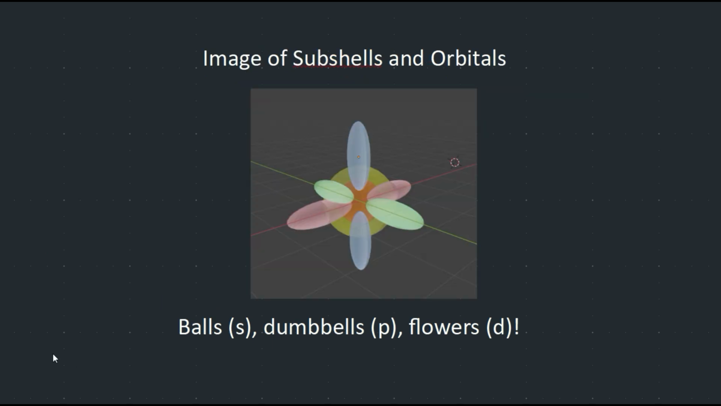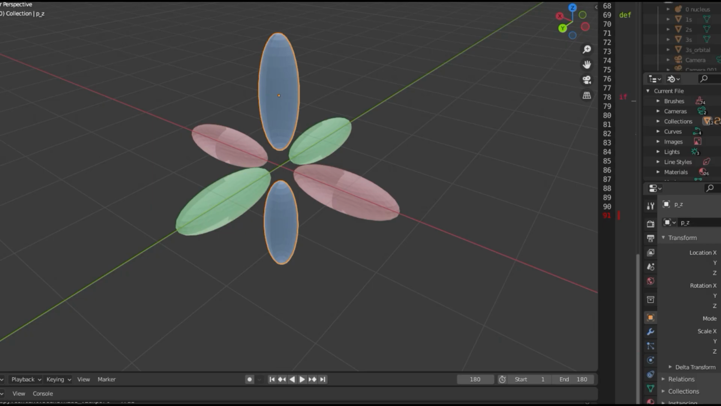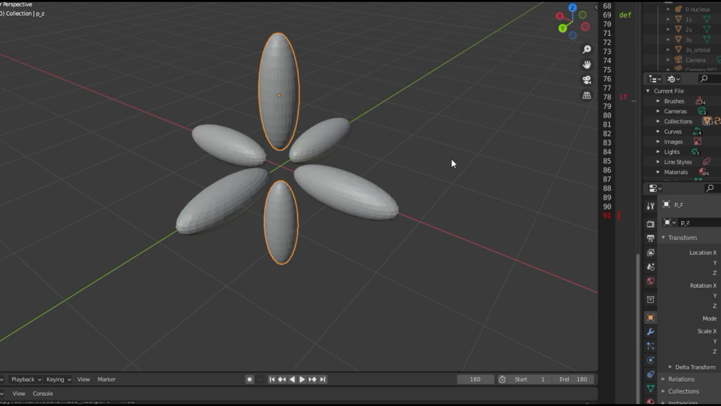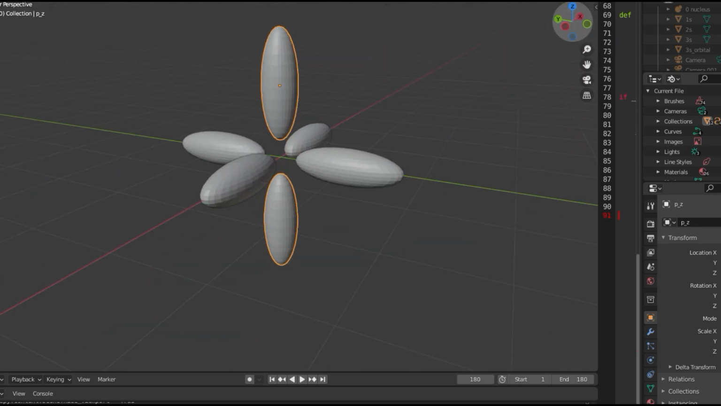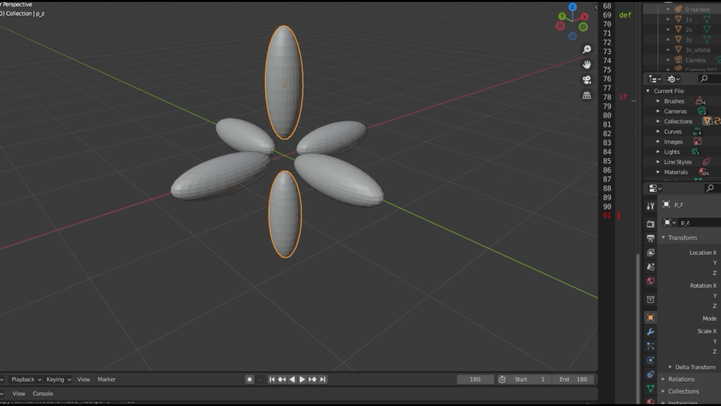To end with an image of a subshell and orbital, S is spherical in nature, P is dumbbell in nature, and D is flower in nature. Okay, let me just show that. That's your P. That's your S.